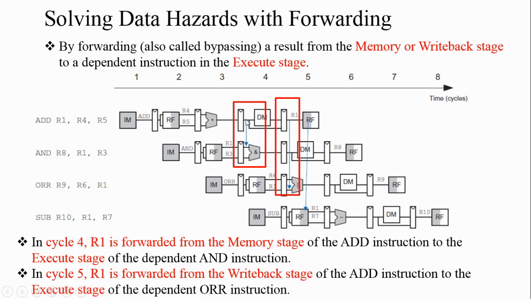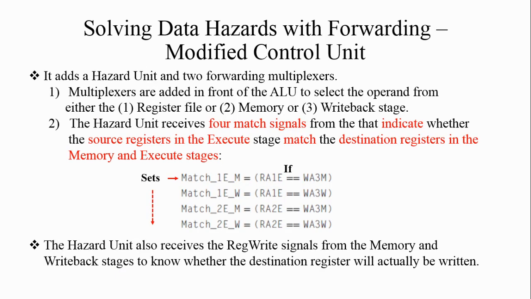So by forwarding you can forward the result from the memory stage or from the write back stage to the execute stage of the corresponding next instruction. So this is known as forwarding. By forwarding you can solve the pipeline hazard. This is one of the techniques. For solving the data hazard problem by implementing the forwarding technique, you need to make a modification in the control unit, right?